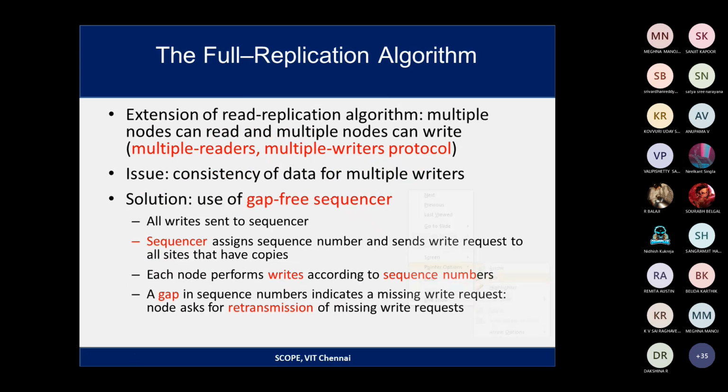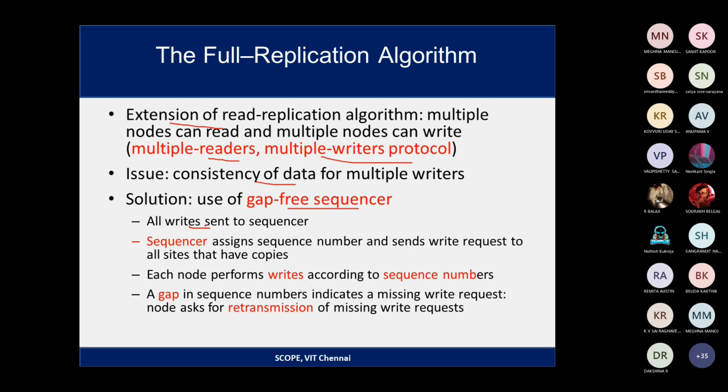The next algorithm is the full replication algorithm. It is an extension of the read replication algorithm. Here we can have multiple readers and multiple writers. The issue here is consistency of data for multiple writers, because multiple nodes can write now. So the consistency has to be taken care of. For that, the solution is a gap-free sequencer.